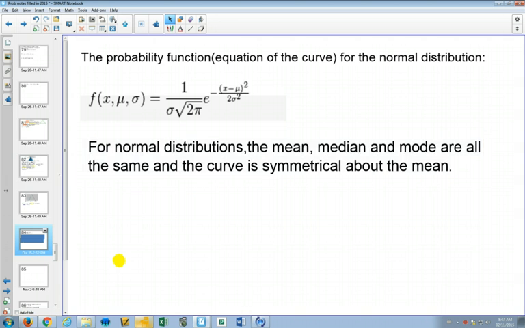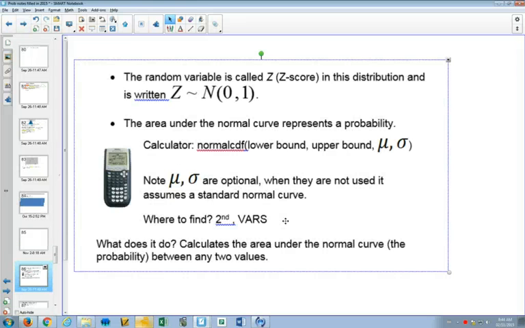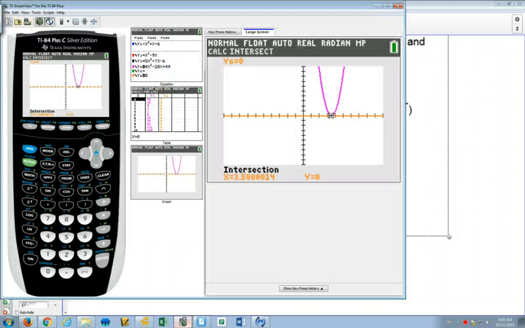And every time you have a normal distribution, the mean, the median, and the mode are all the same because it's symmetrical about the mean. So the area under the curve is exactly the probability of something happening. So we're going to take out our calculators, and we're going to find normal CDF.